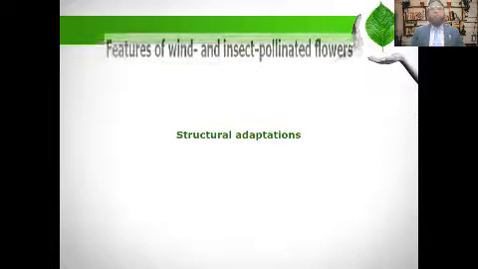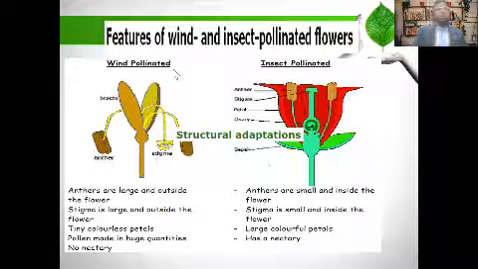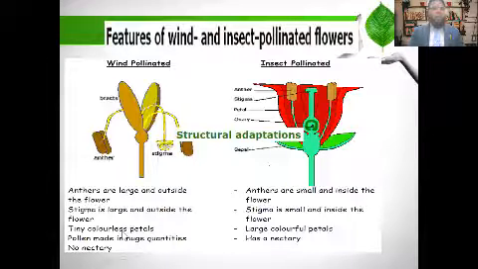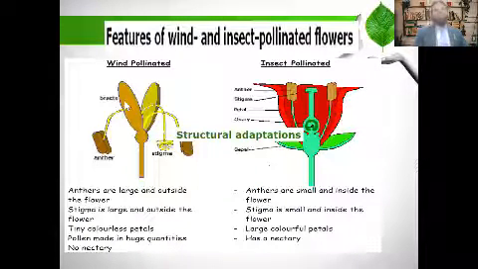Now, what are the structural adaptations? See here, for example, in some plants the pollen grains are transferred by the wind, so they are called wind pollinated flowers. And what are the characteristics of the wind pollinated flower? You can see here the anthers are large and outside the flower. As you can see, they are hanging down. The stigma is large and outside the flower. Tiny colors, less petals, pollen made in huge quantity. No nectaries are there. These are the characteristics of the wind pollinated flower.